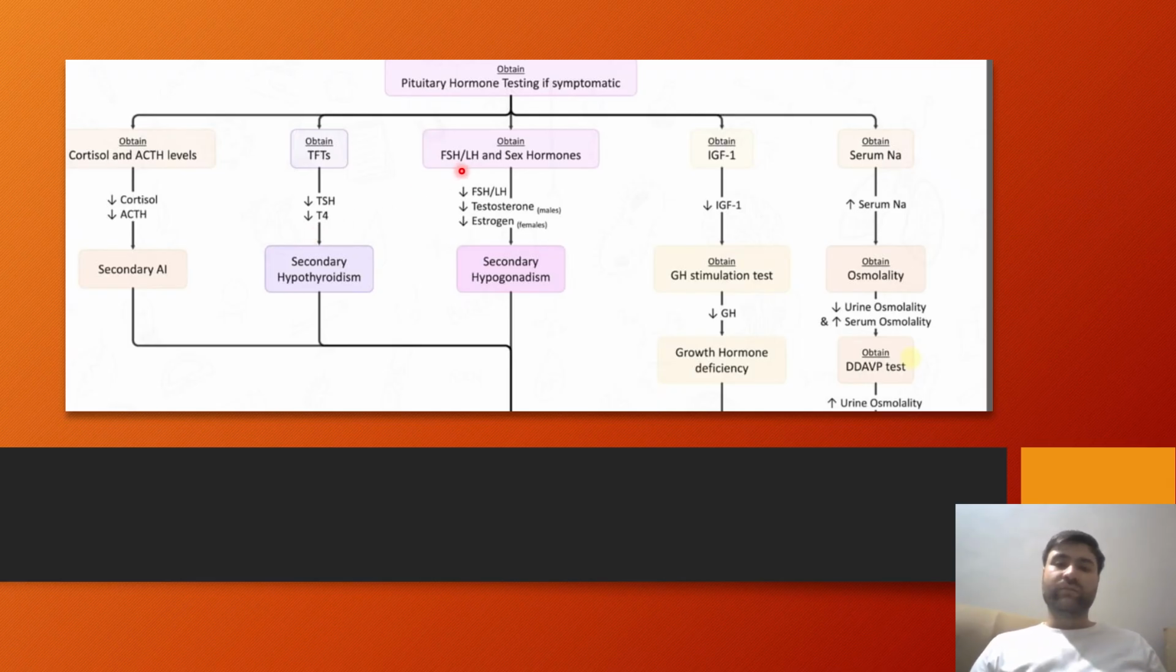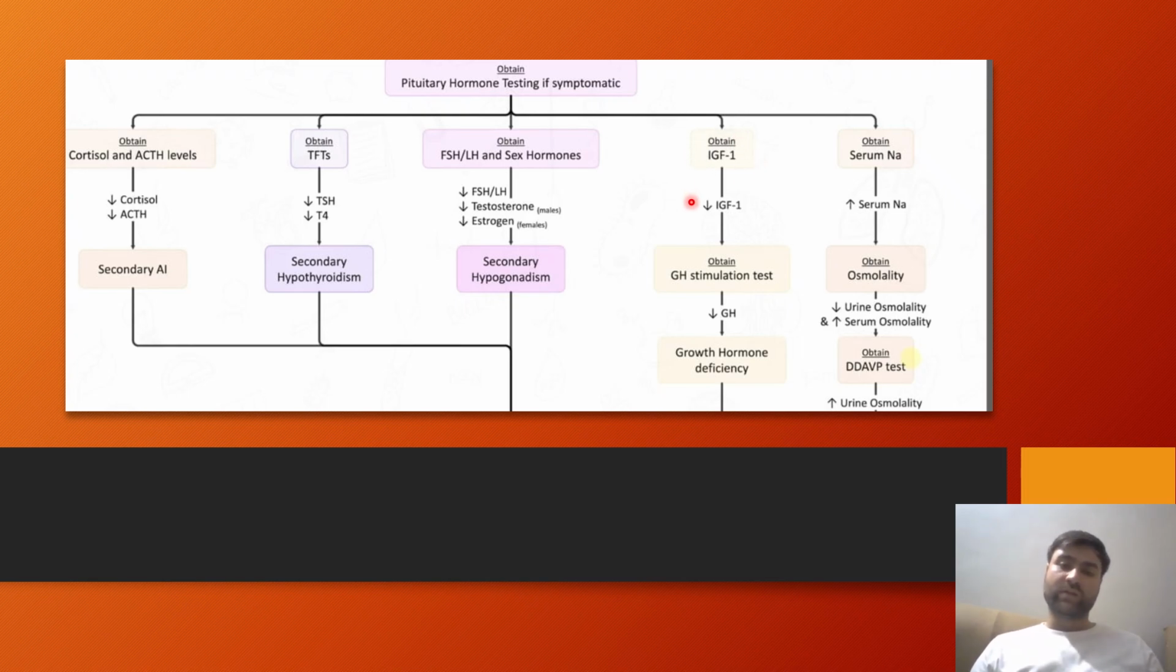Then for FSH and LH and sex hormones, you should take the FSH levels and LH levels and also testosterone and estrogen levels. If all are low, it means that the patient has secondary hypogonadism. Then for the growth hormone, you should take the sensitive test IGF-1 levels.